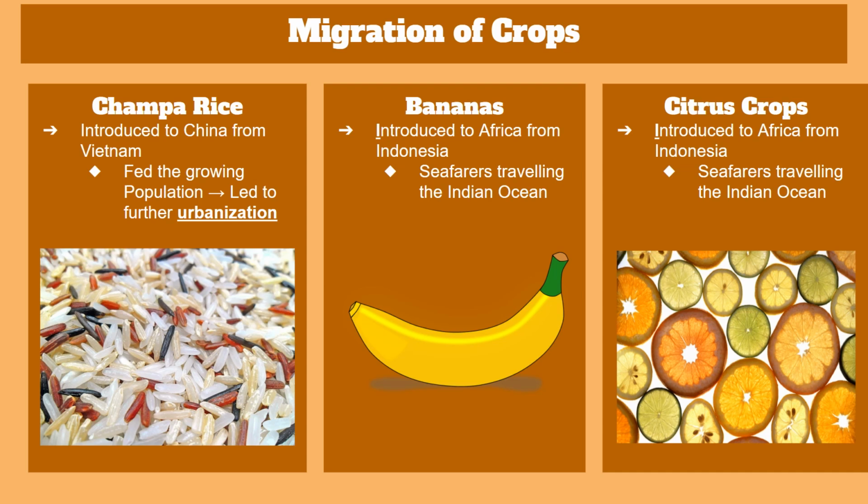Now, Champa rice was so awesome because it was drought resistant, it was flood resistant, and it was capable of yielding 2 crops a year, which was not normal because normally crops only yield once a year. And it met the needs of the growing populations. However, Champa rice also had an impact on land use because it was used through terrace farming in the uplands and paddies in the lowlands of China.